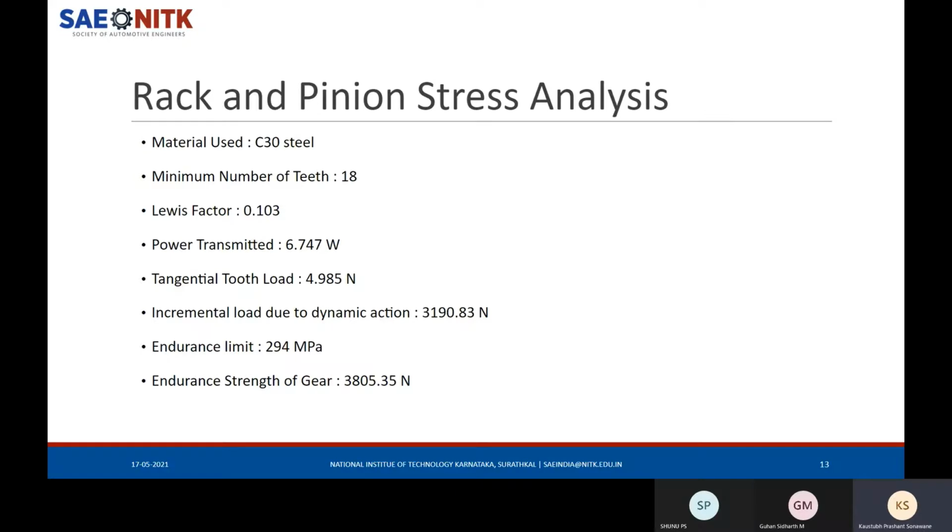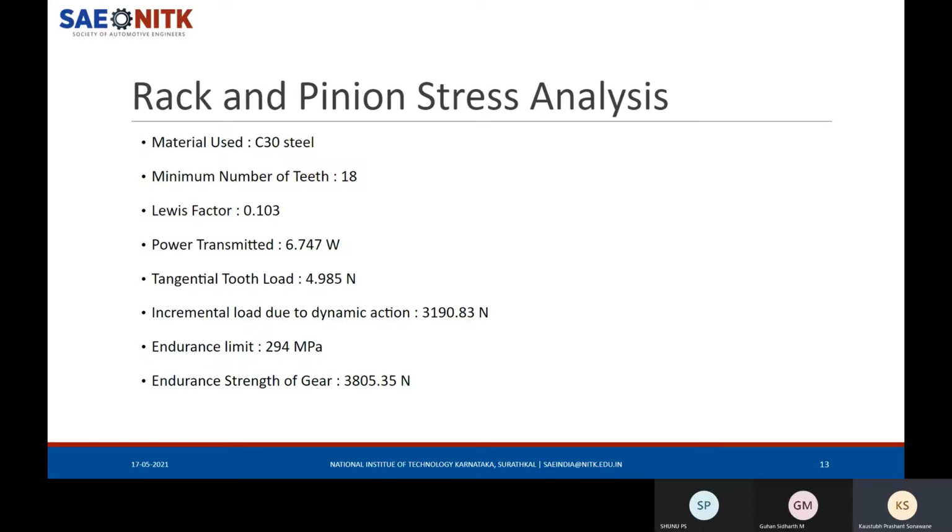Then we carried out the rack and pinion stress analysis. The material we used for the rack and pinion is C30 steel. As the material for both components is the same, we could do the stress analysis for the weaker member, which is the pinion, as it has fewer teeth.